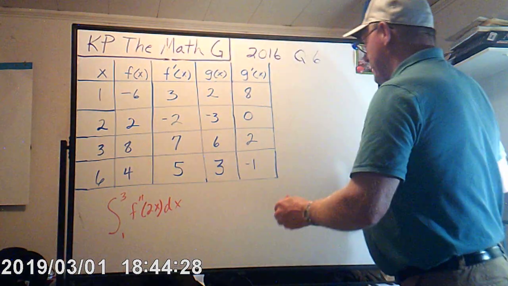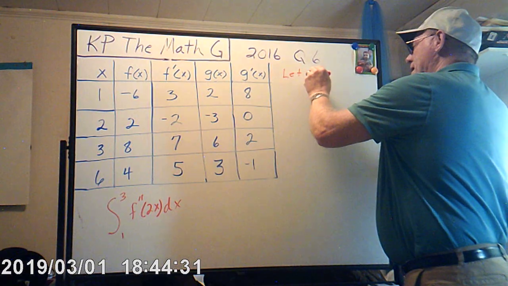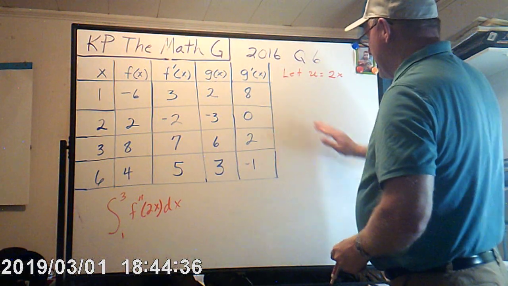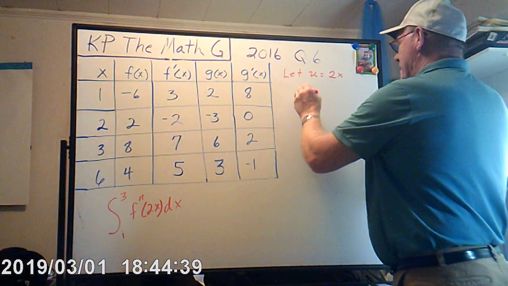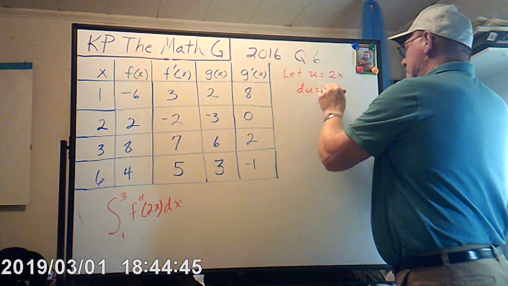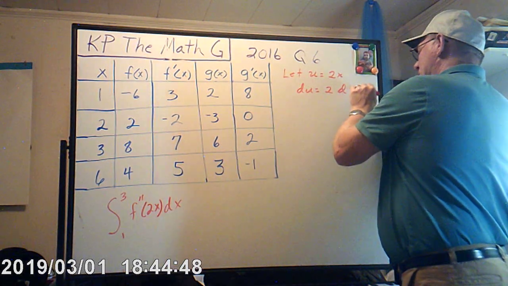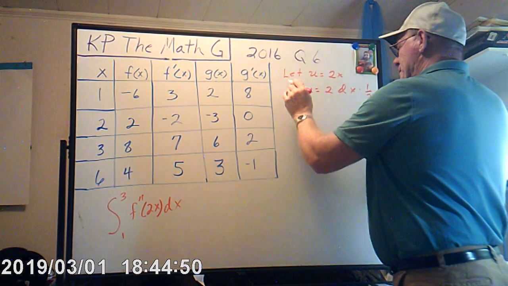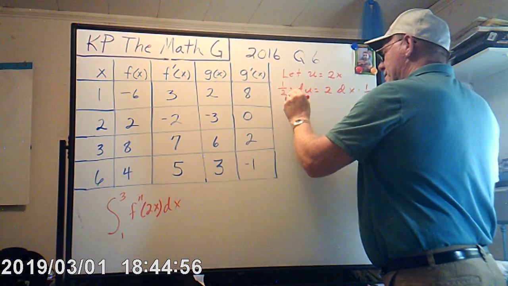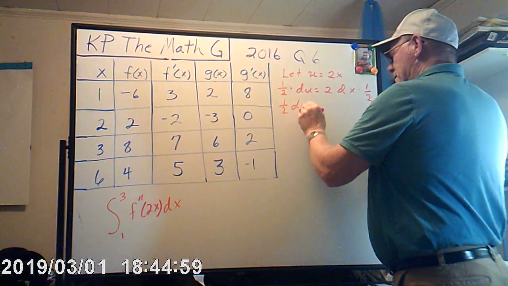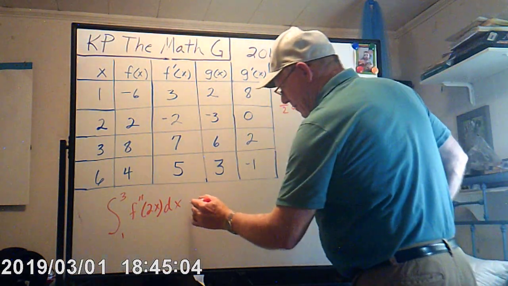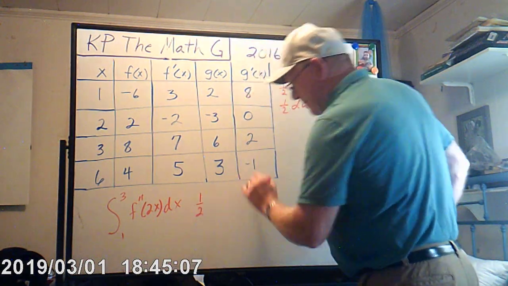Now, let's see. We've got to let u be equal to 2x. At this point, I'm just going to go ahead and get du. du is equal to 2 dx. Remember when we multiply by a half? 1/2 du is equal to this dx. So we know that we're going to need a 1/2 out in front here.